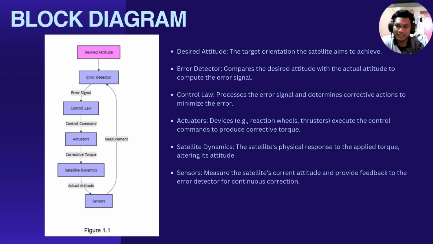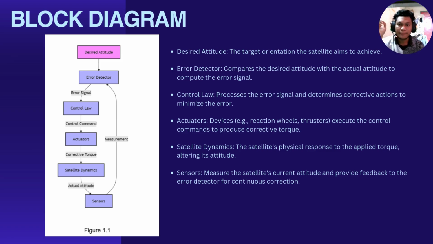So the fourth one is actuators. Devices, for example reaction wheels and thrusters, execute the control commands to produce corrective torques. The fifth one is satellite dynamics, which is the satellite's physical response to the applied torque, altering its attitude. And last but not least are sensors, which measure the satellite's current attitude and provide feedback to the error detector for continuous correction. So this closed loop ensures precise attitude control by constantly adjusting based on the feedback.